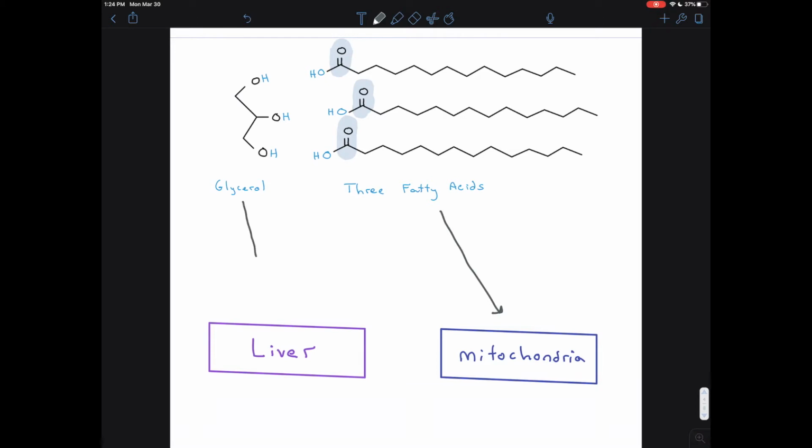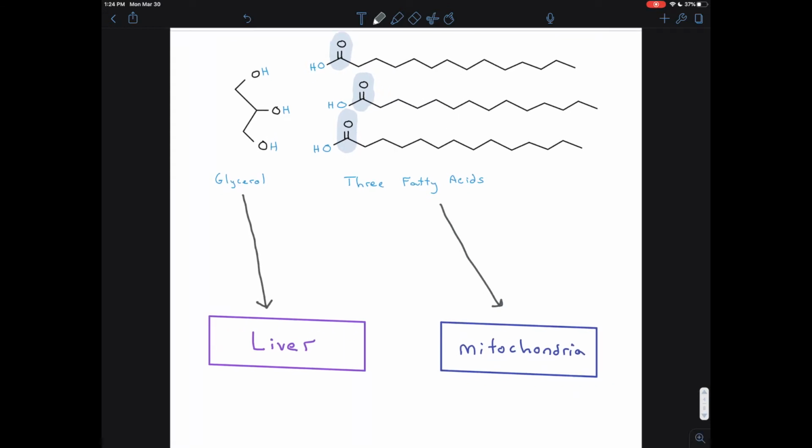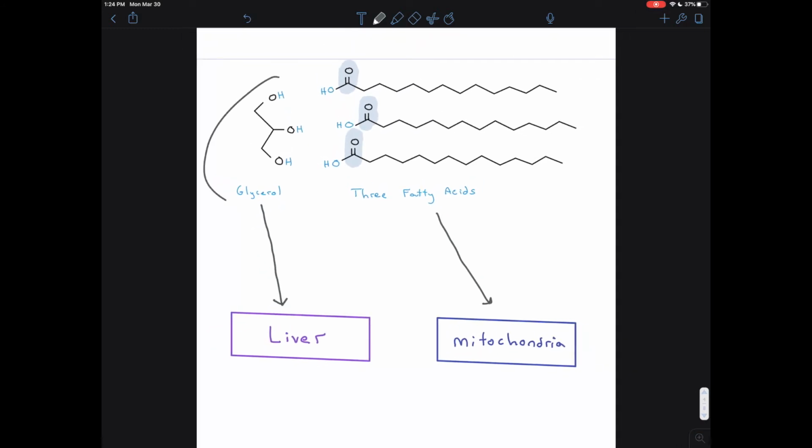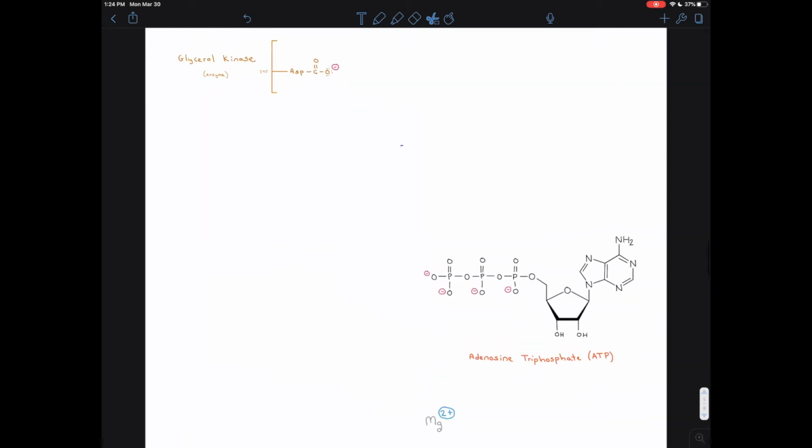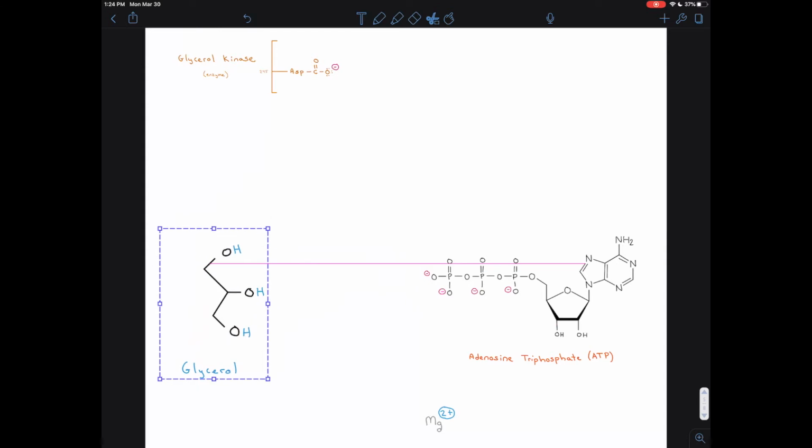The glycerol gets carried back to the liver. Ultimately, it's going to be broken down as a carbohydrate, so its final fate will be explored in a separate video. In this video, I want to explore how this glycerol changes from glycerol to something that could enter a carbohydrate metabolism pathway. Okay, now the first thing that needs to be done is the glycerol needs to be phosphorylated. A phosphate needs to be put on it.